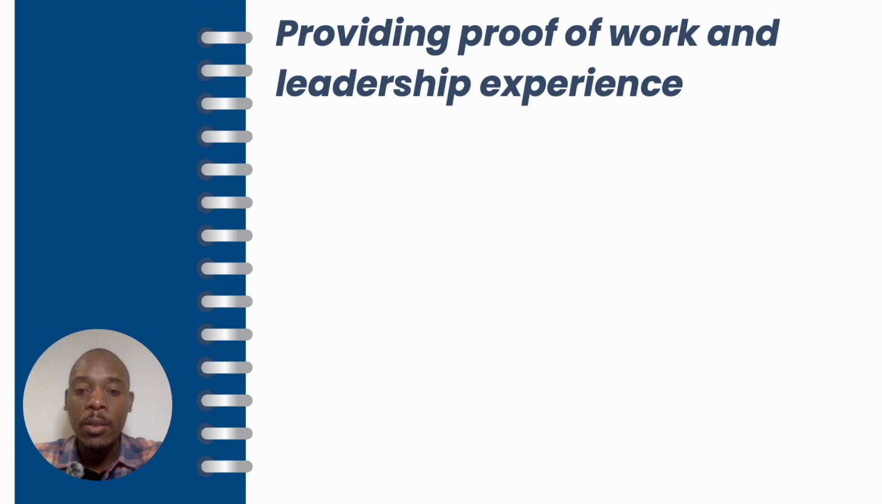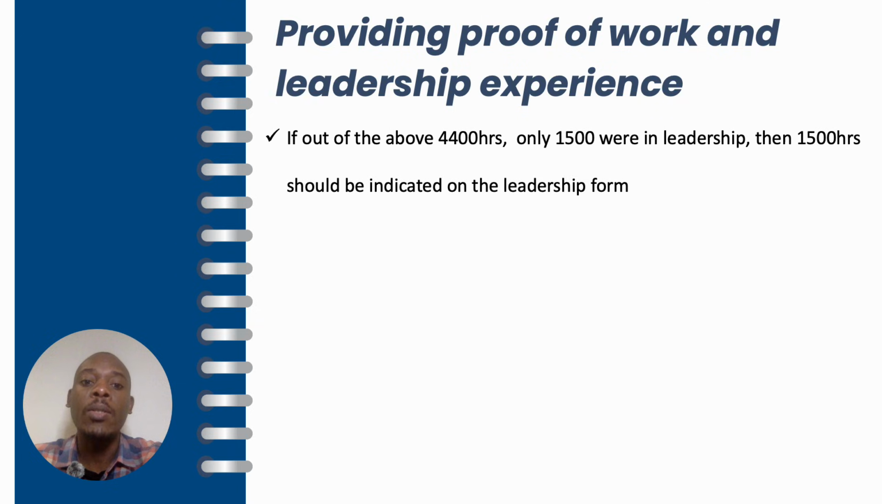Okay, so once that is done, the next thing now is on the leadership part. So from the wealth of experience that you've provided, in this example we are saying is 4,400 total hours of work experience. So out of the 4,400 work hours, if only 1,500 was in leadership position, then on the leadership experience form, the proof of leadership experience form, you are only going to include the 1,500 hours.